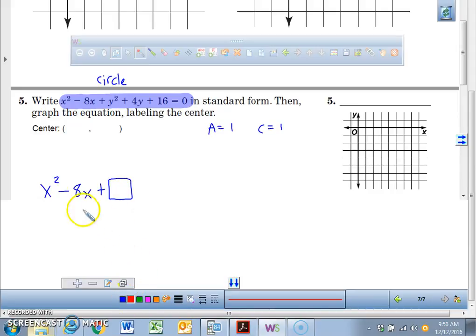Alright? So right here you're going to write x squared minus 8x. We're going to complete the square here. We'll do y squared plus 4y. We're going to complete the square here. And we're going to set this equal to a negative 16 because I'm moving the negative 16 across.